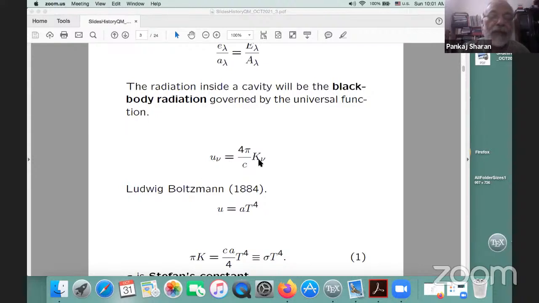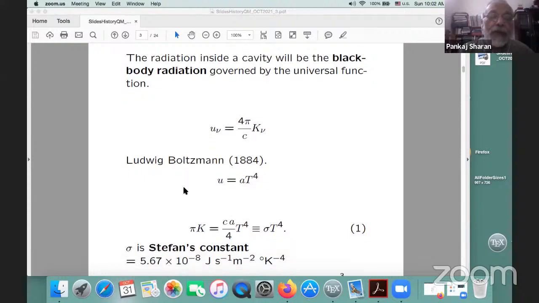So that is related to the specific intensity of light. This K nu or K lambda is simply the amount of energy in radiation which is crossing unit area in unit solid angle per unit time. You can take any small area dA, and the energy which is crossing perpendicular to it in unit solid angle is called K nu, and that is related to the energy density. This velocity of light comes precisely because of the reason I explained.